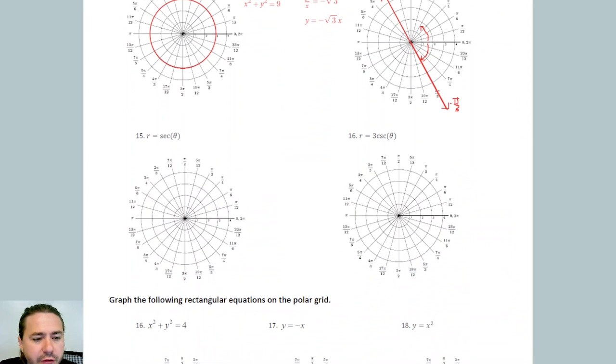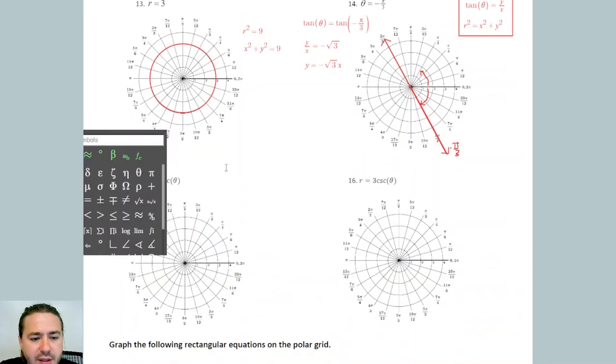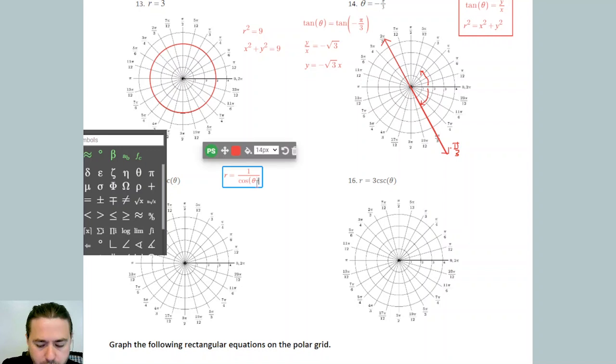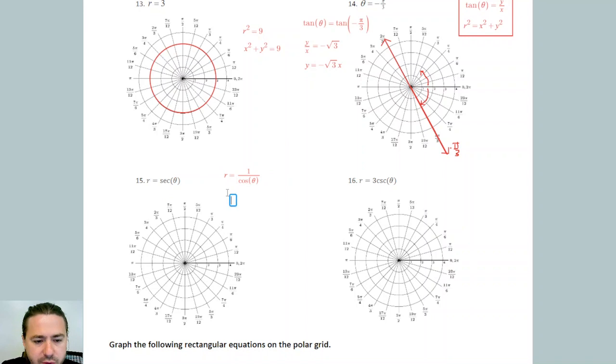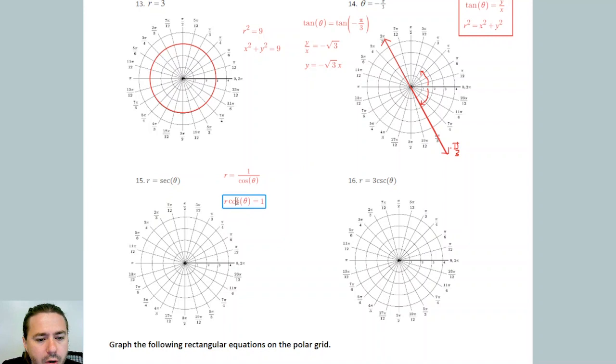So for number 15, we have r equals secant theta. It doesn't immediately look like we can use any of these equations, but if we rewrite secant theta as 1 over cosine theta, we can multiply both sides of the equation by cosine theta, and then we've got the r cosine theta that we need to convert. So r cosine theta is just x, all right? So this is x equals 1.